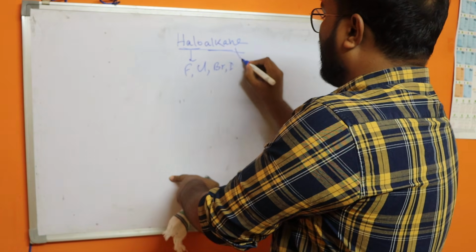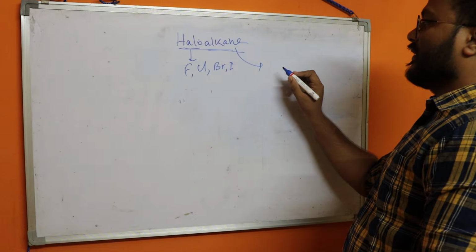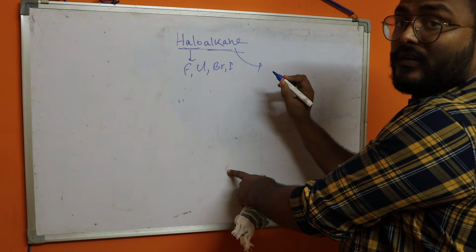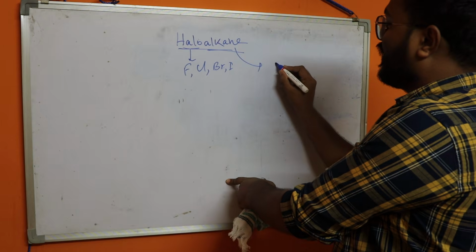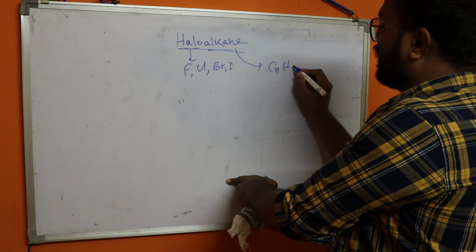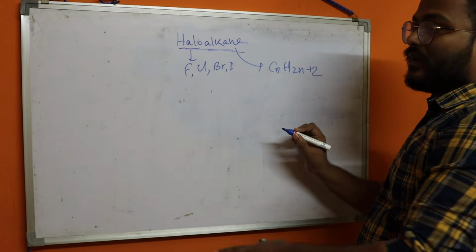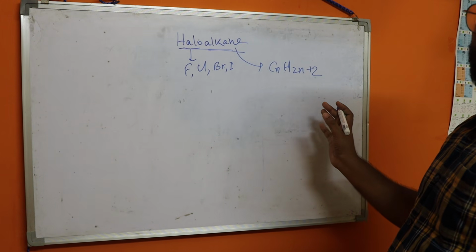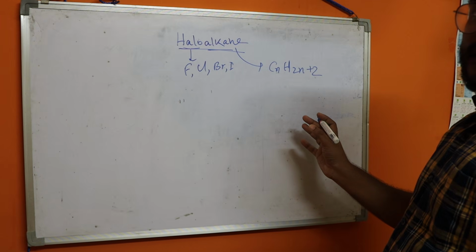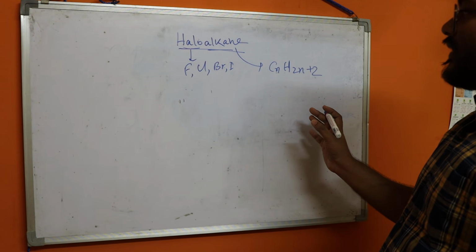And alkane is like that. The general formula of alkane is CnH2n+2, right? The number n can vary from 1 to any number: methane, ethane, propane, butane, these are the alkanes.